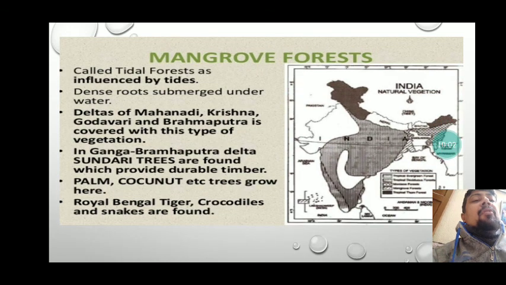Now come to the mangrove forest. Here these mangrove forests are influenced by the tides, and basically they grow near the deltas of the Mahanadi, Krishna, Godavari and Brahmaputra. Particularly in the Ganga-Brahmaputra delta, you will find Sundri trees, which provide durable timber for the construction of various furniture. Palm, coconut, etc. are grown here, and the particular animals found in this region are the Royal Bengal tiger, crocodiles, and snakes. So this is the mangrove forest.